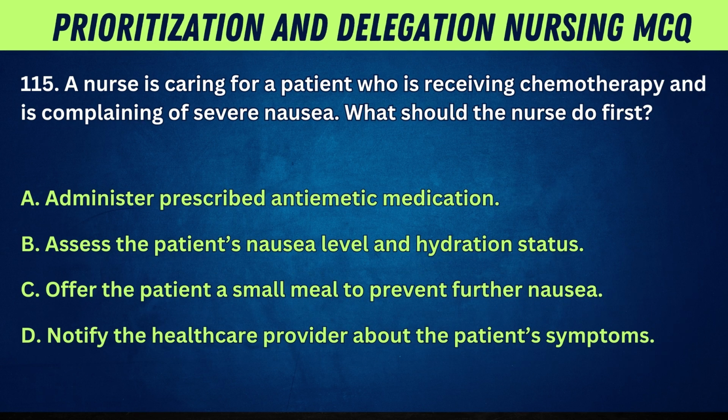115. A nurse is caring for a patient who is receiving chemotherapy and is complaining of severe nausea. What should the nurse do first? A. Administer prescribed antiemetic medication. B.